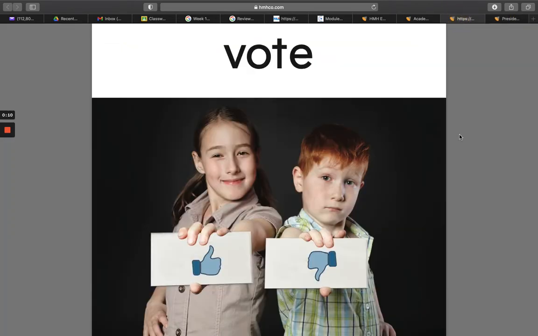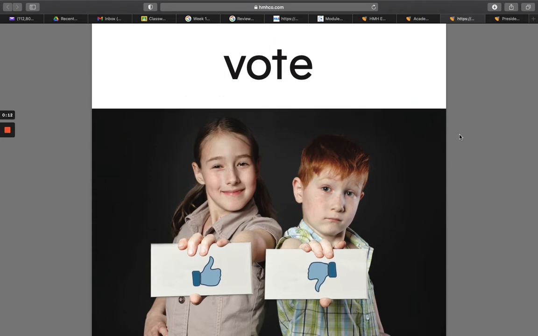This is the word vote. I want you to say vote. Let's spell it. V-O-T-E. Vote. When you vote, you make a choice and you let others know about it, such as by raising your hand. So people vote for leaders in their country, like adults are able to vote for a different president or people that represent them.